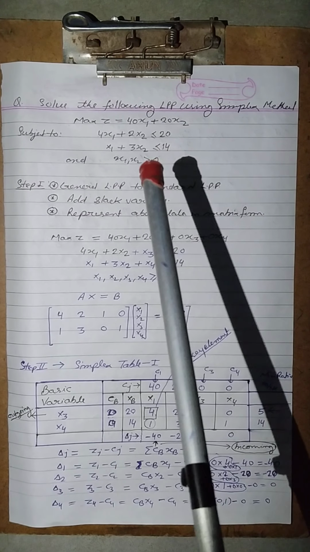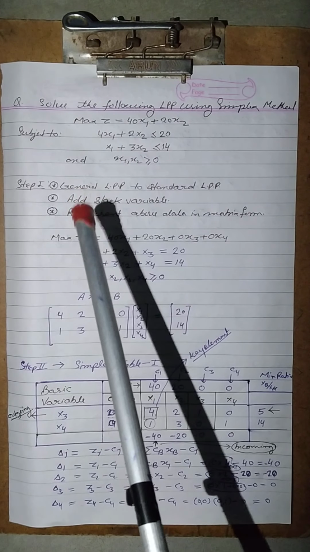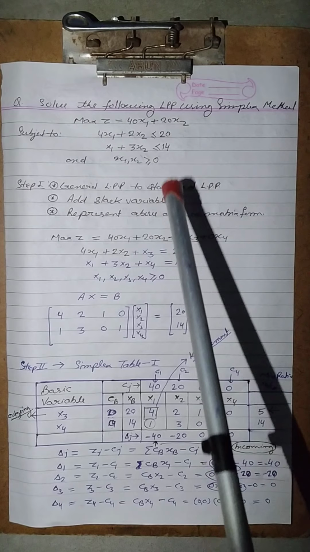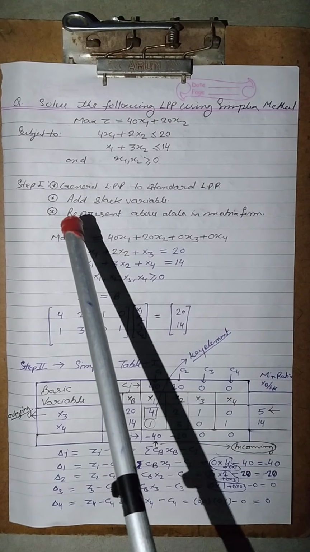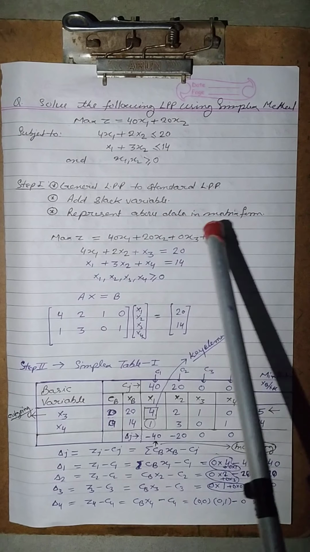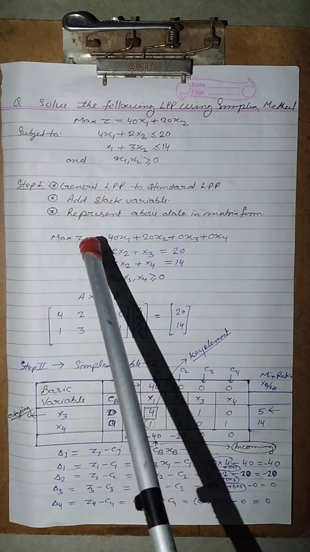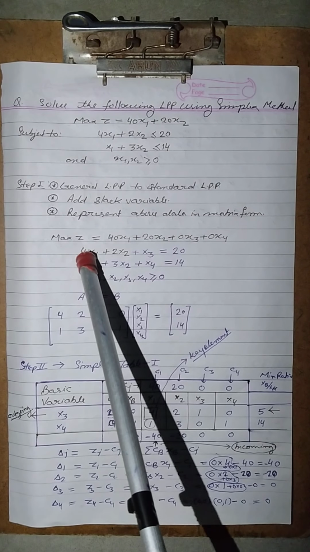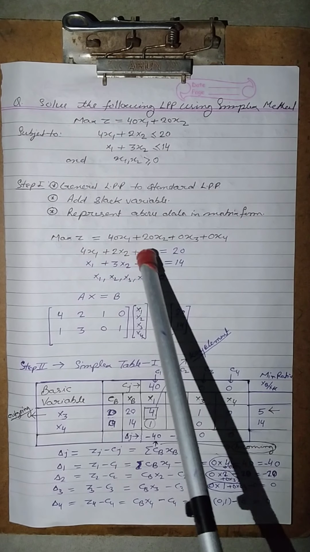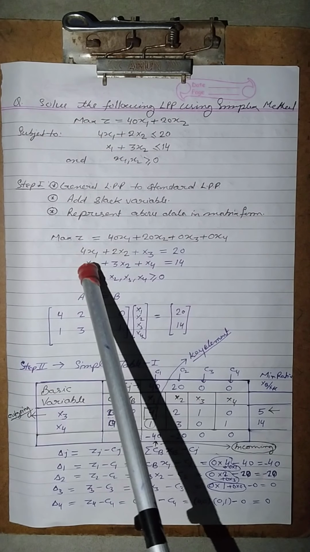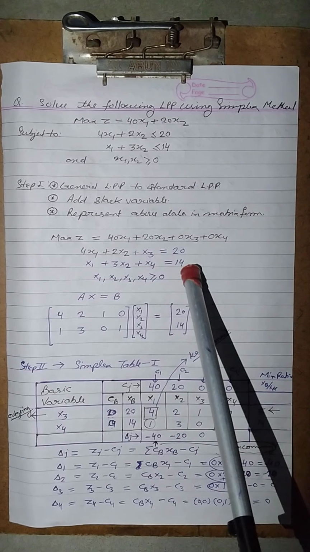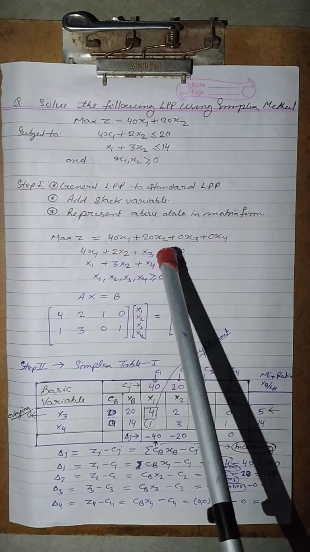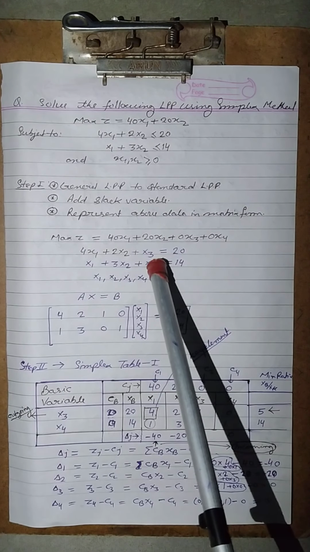The first step is to convert this LPP into standard form, then add the slack variables because the sign is less than or equal to, and then represent the above data in matrix form. So we have two equations. After adding the slack variables, equation first is 4x1 + 2x2 + x3 = 20, and equation second is x1 + 3x2 + x4 = 40. We add two extra slack variables, one is x3 and the other is x4.